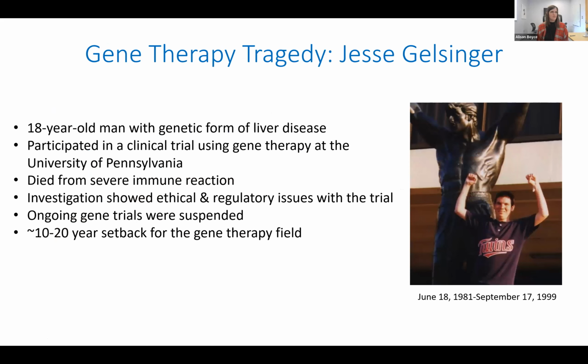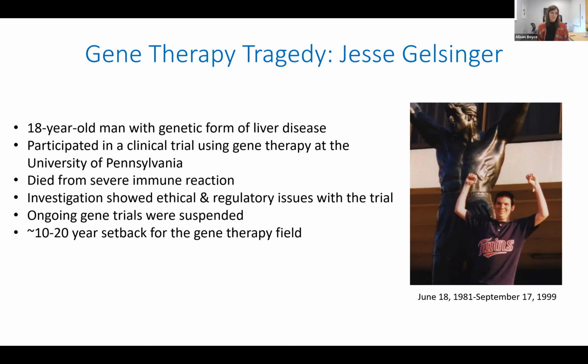So I don't know if anyone here has heard about this kid, Jesse Gelsinger. He was an 18-year-old man who had a genetic form of liver disease. And in 1999, he participated in a clinical trial at the University of Pennsylvania, where they were trying to fix the genetic mutation in his liver using gene therapy and an adenovirus vector. And unfortunately, 4 days after he got the injection with gene therapy, he had a massive immune response and developed multi-system organ failure, and he died.